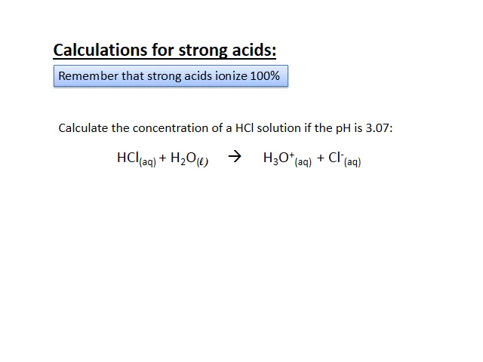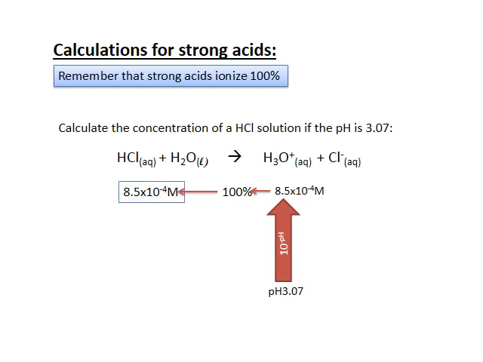Okay, so let's see. If we're working from the other direction and we have the pH, but we want to know the original concentration of our hydrochloric acid solution, we need to work the other way. So I know that the pH is 3.07. In order to get to the concentration, I've got to use 10 to the minus pH, sorry, not the negative log. So I type in 10 to the minus 3.07, and I got 8.5 times 10 to the minus 4 moles per liter. Since this is a strong acid, it had ionized 100%, so the original concentration would be equal to my hydronium ion concentration.